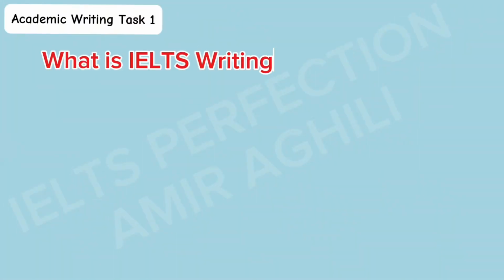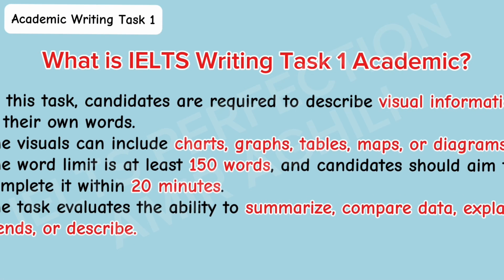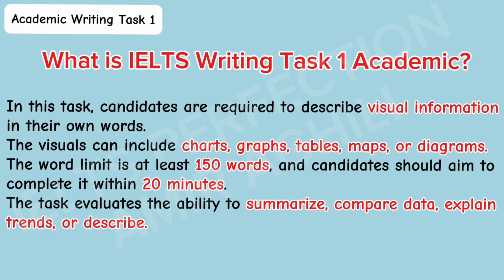What is IELTS Writing Task 1 Academic? In this task, candidates are required to describe visual information in their own words. The visuals can include charts, graphs, tables, maps, or diagrams. The word limit is at least 150 words, and candidates should aim to complete it within 20 minutes. The task evaluates the ability to summarize, compare data, explain trends, or describe.